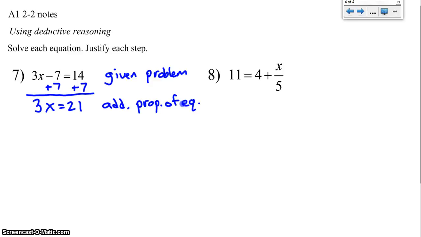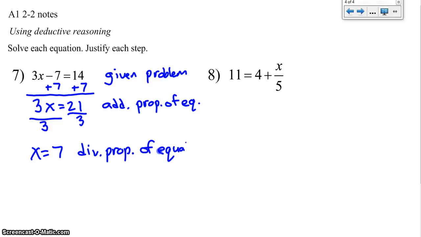The next step to solving this equation is to divide by 3 on both sides. So x equals 7. How did we go from 3x equals 21 to x equals 7? Well, we would divide it by 3, which is the division property of equality. So again, on every step, we have to list a reason. Let's do one more of these.